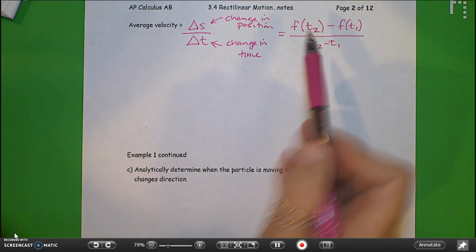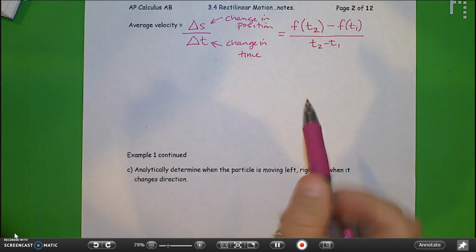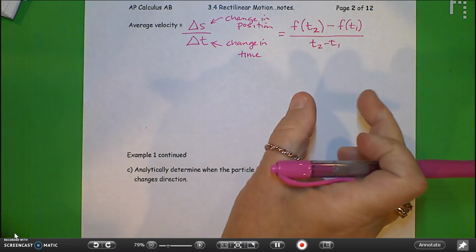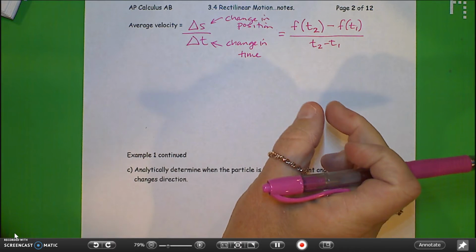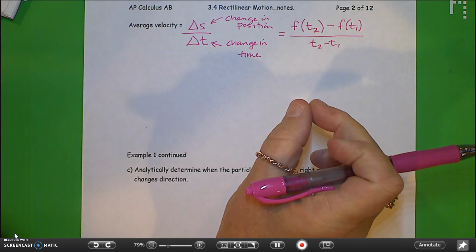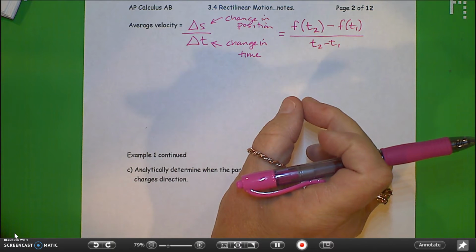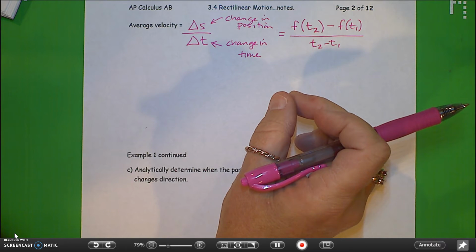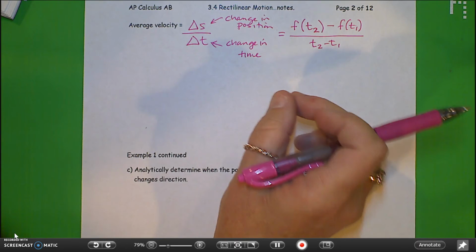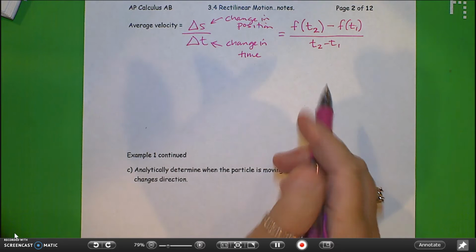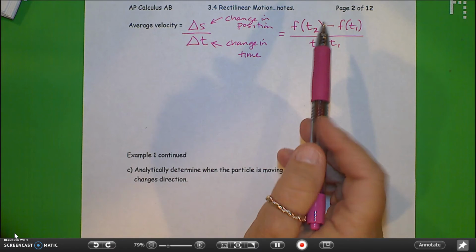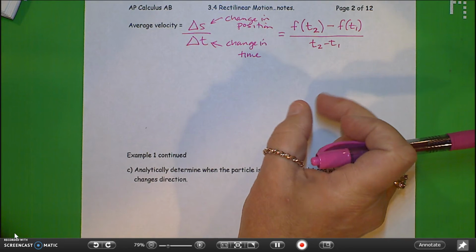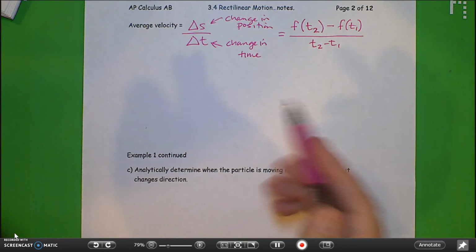So if I want to know average velocity over a short period of time, I could use this. As the time period got shorter and shorter and shorter, I would be approaching the average velocity over no change in time, which is the instantaneous velocity at a particular point in time. Just like the slope of a secant line, as we let h get smaller and smaller, it became the slope of the tangent line. So this is the same kind of thing.